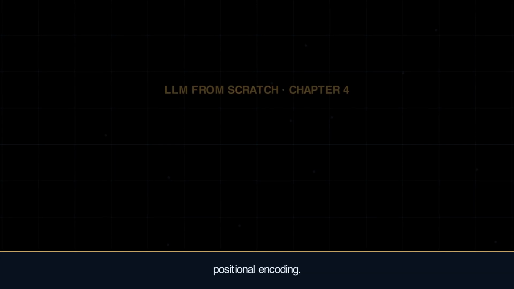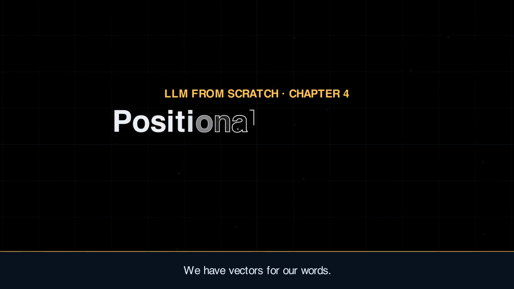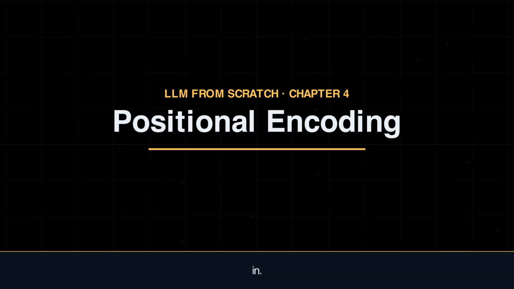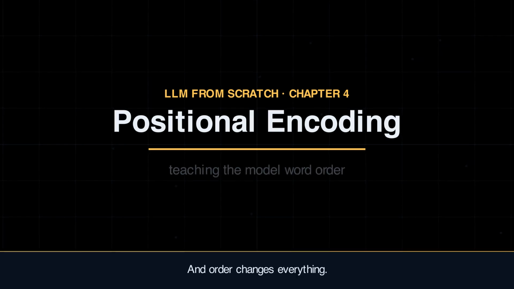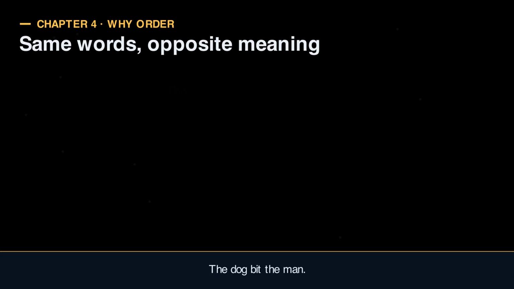Chapter 4: Positional Encoding. We have vectors for our words, but so far the model has no idea what order they came in. And order changes everything. Let's fix that. Order carries meaning.